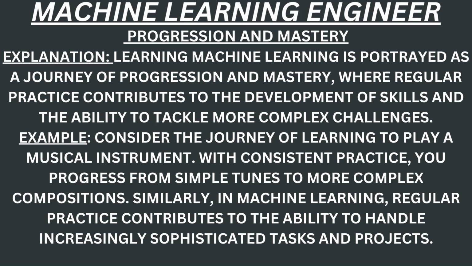Progression and mastery. Explanation. Learning machine learning is portrayed as a journey of progression and mastery, where regular practice contributes to the development of skills and the ability to tackle more complex challenges. Example. Consider the journey of learning to play a musical instrument. With consistent practice, you progress from simple tunes to more complex compositions. Similarly, in machine learning, regular practice contributes to the ability to handle increasingly sophisticated tasks and projects.